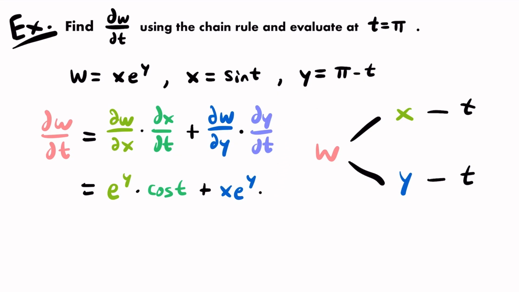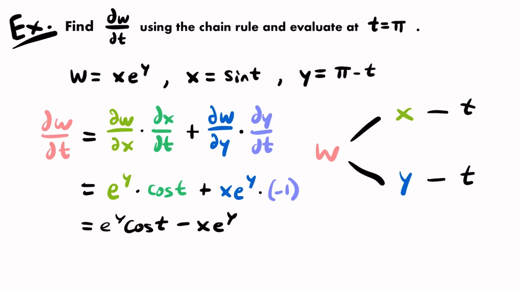So looking at y here, pi, that's just a constant value, so its derivative is 0, and then the derivative of negative t is negative 1. So we're multiplying by negative 1. Okay, and then simplifying, we get e to the power of y times cosine t minus x times e to the power of y. Now, this would be the derivative dw dt, but if you wanted to, you could get it entirely in terms of t by replacing y and x with what they're equal to in terms of t.